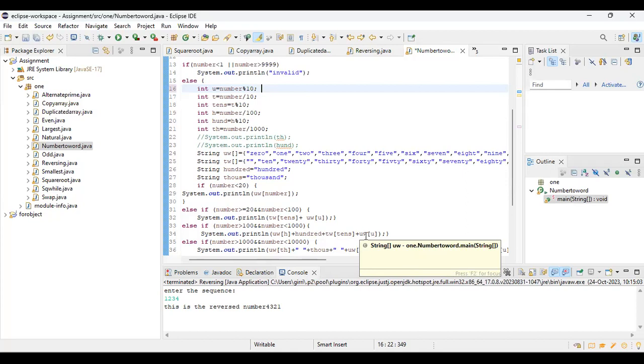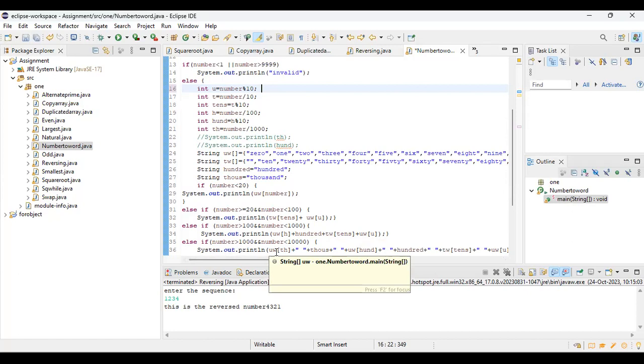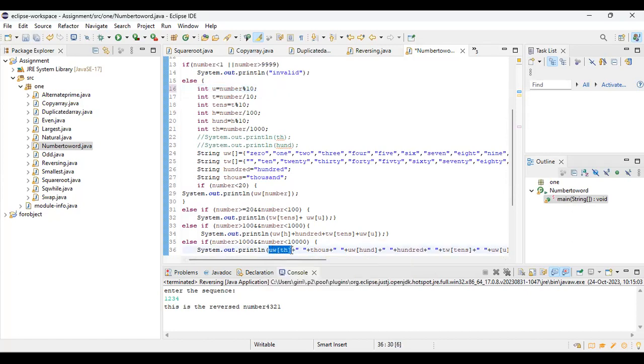So for that also I have used this UW. And if the number is greater than 1000 and less than 10,000, again I have to include the unit word, that is 1000. So for that UW 1000, 2000, 3000. So for that only I have used this one. Up to 9,000 I can use.